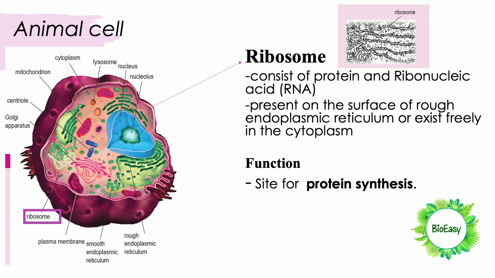Ribosome consists of protein and ribonucleic acid, RNA. It is present on the surface of rough endoplasmic reticulum or exists freely in the cytoplasm. Its function is as the site for protein synthesis.